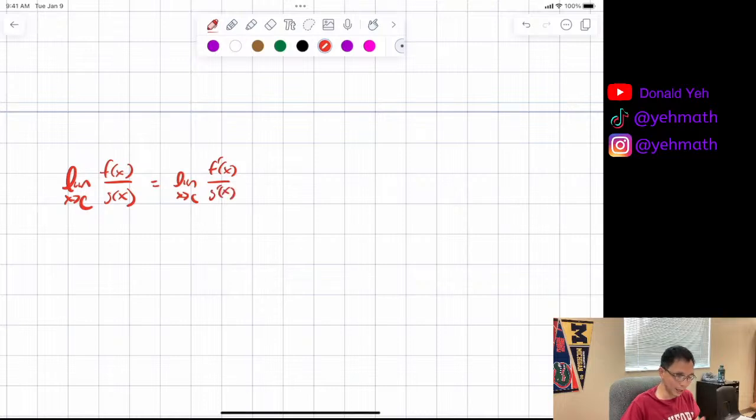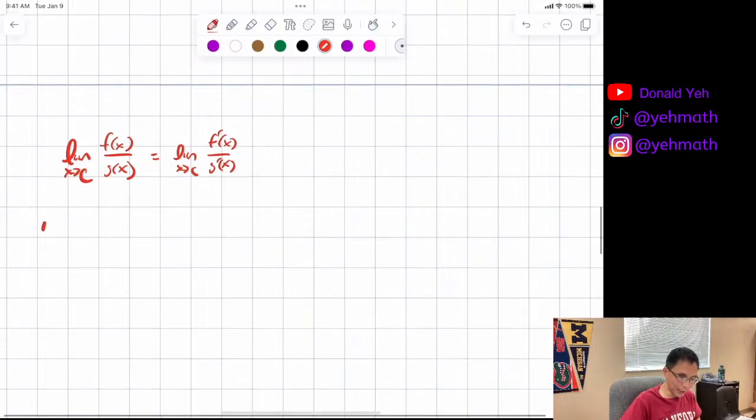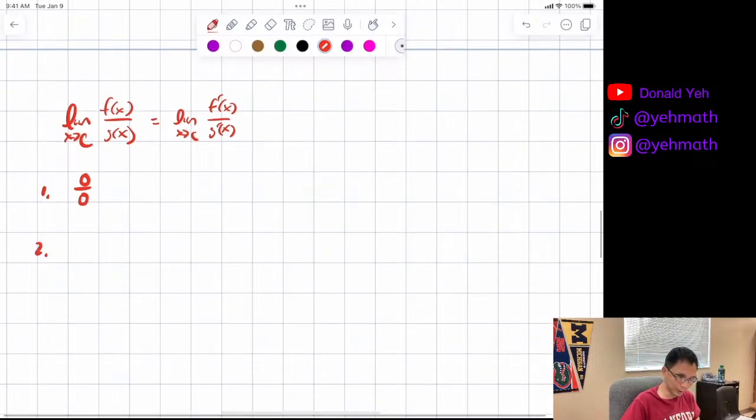Now realize this is not the quotient rule. Just take the derivative of the numerator and take the derivative of the denominator. Now here's the thing. How many indeterminate forms are there in BC? There is 0 over 0. You have to know this, because all the time you have to deal with this. The second one is going to be infinity over infinity.